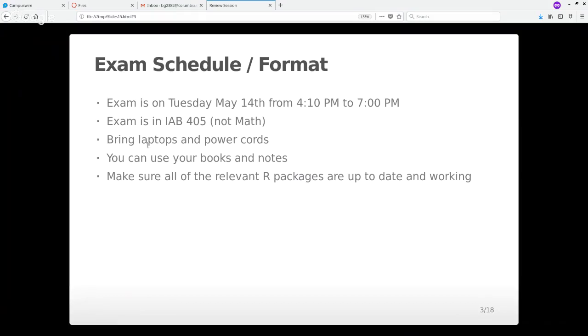So you should bring your laptops, bring your power cords. You can use all the notes. We don't have really any books, but you can refer to any of the stuff on the internet. Just make sure that you have all the R packages that we've used this semester and that they're working. So sometimes people, particularly with Macs, have been updating the operating system, and then some stuff doesn't work. So just make sure everything is working before you come.